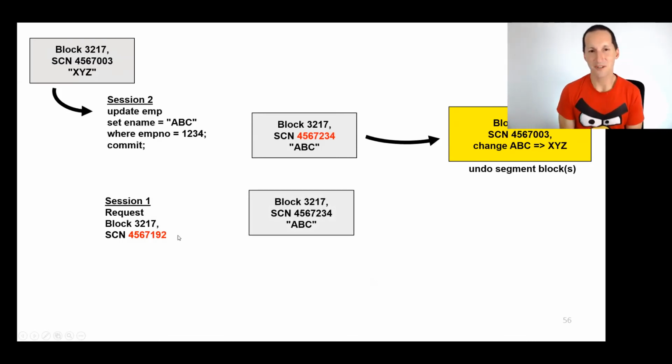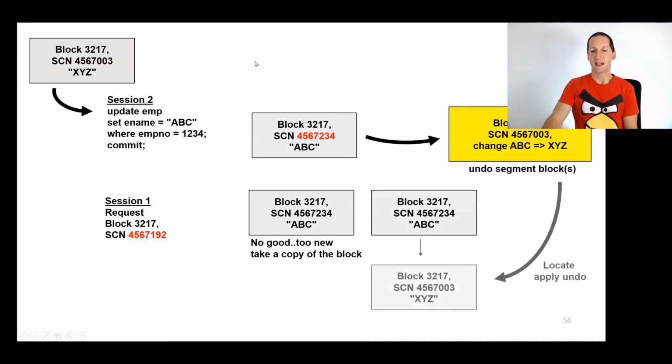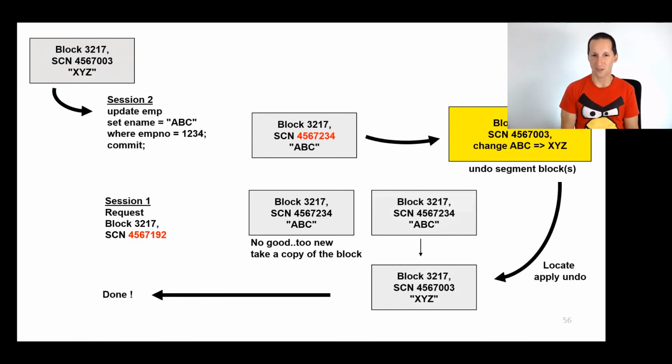Well, I look in the buffer cache or even on disk and I say, well, I've got a problem here because block 3217 is now at SCN 234. Well, that's way too new for me. If I use that data, I'm returning corrupt results. So what I do is I take a copy of that block because someone else might be using that block as it currently stands. And then because I know that if that block was moved along in terms of time, its SCN moved, there must have been a transaction to do it. I can go look up the undo for the transaction that session 2 did and apply that to that copy of the block.